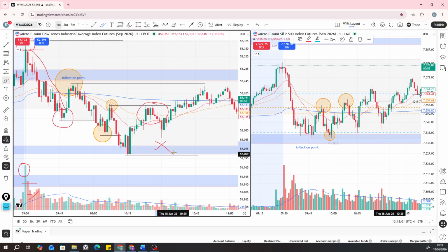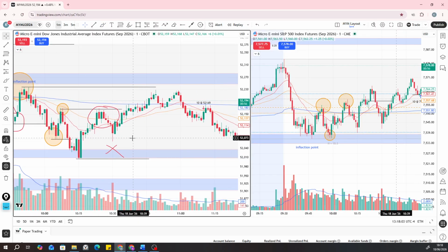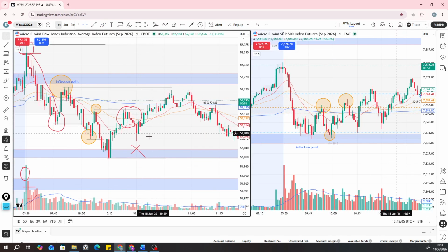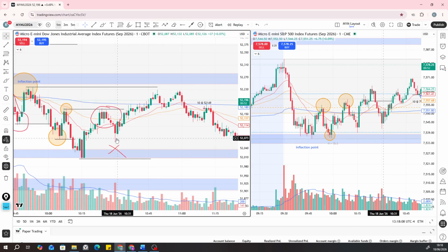So what does it mean? It means the market is going up, but the volume is not supporting it. Here we can see the volume, okay. When the market is going up, we see that the volume is constant, there is no change, and there is no momentum. What does it mean?